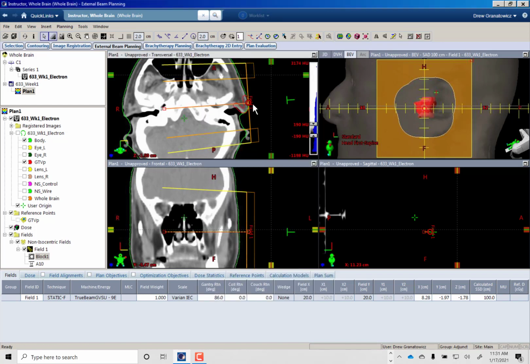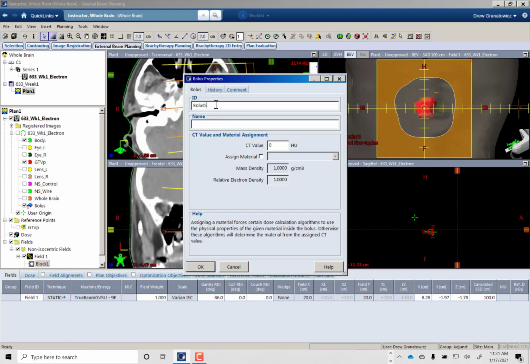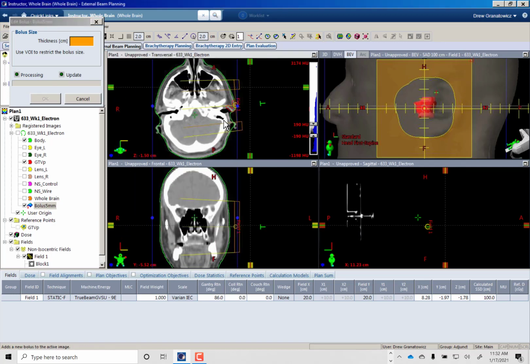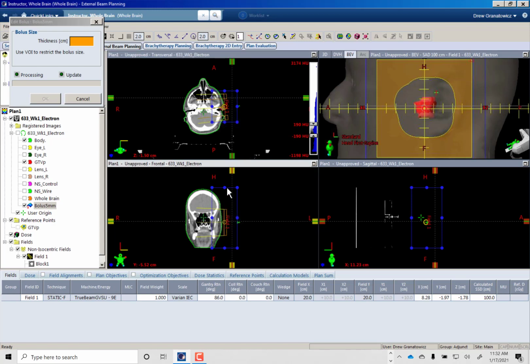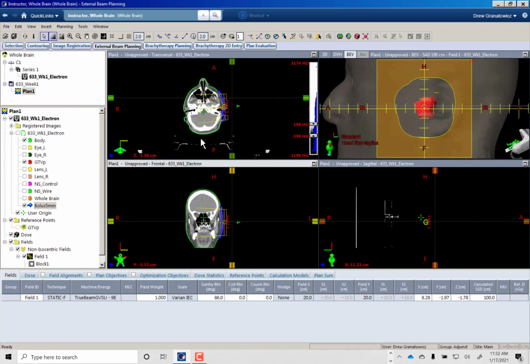Okay, and last but not least, since we're treating the skin, we do need to add bolus. So the way to add bolus is insert, new bolus. I always label my bolus with the thickness I'm going to use, so 5 millimeters. And anywhere inside of this box, it's going to add bolus. So I'm going to shrink this box a little bit to just surround our treatment area. Something like that. Put our thickness in, hit OK.